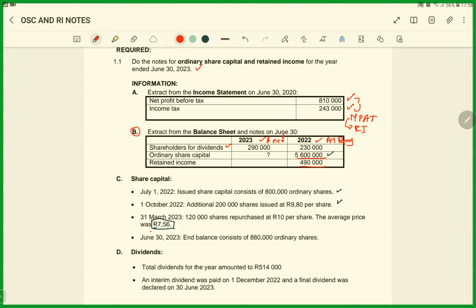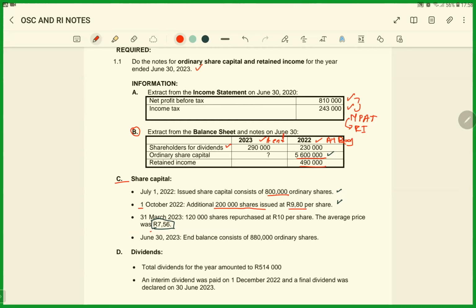Okay. Then we go to letter C, which relates to the share capital itself. We are told that issued share capital consists of 800,000 ordinary shares. This means that is the number of shares at the beginning of the year. Then bullet number 2: on the 1st of October 2022, there were an additional 100,000 shares issued at R8 per share.